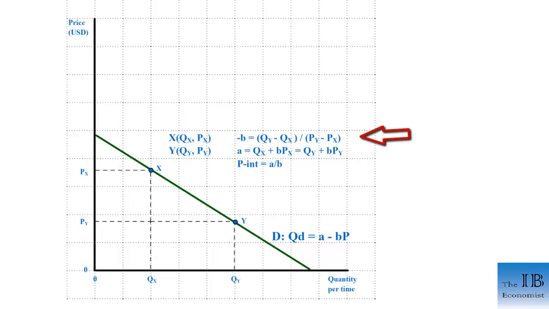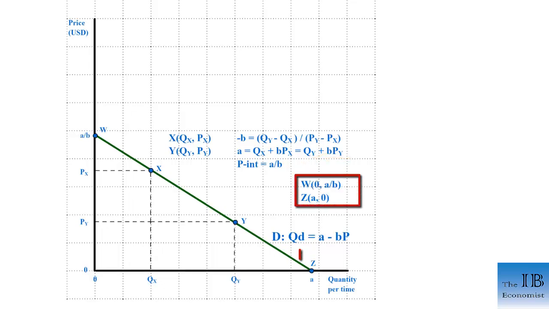So negative b would equal qy minus qx divided by py minus px. A would equal qx plus b px, or qy plus b py. Essentially what we are doing here is plugging in one of the 2 points in our demand equation. We know the value of negative b and we are just solving for a. Using this information we can then find the p-intercept, and we can see the coordinates for our 2 intercepts.